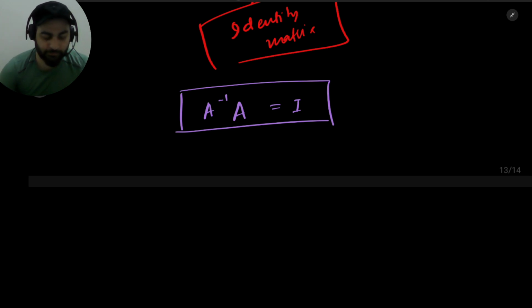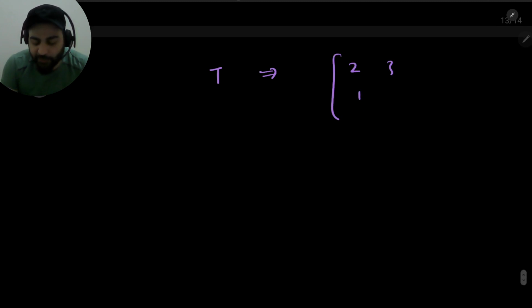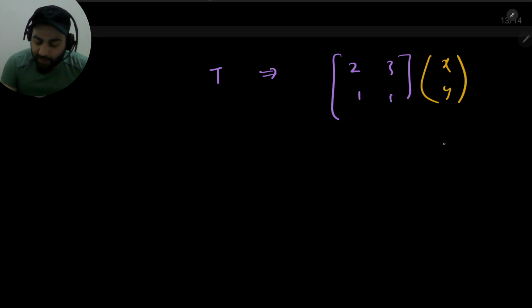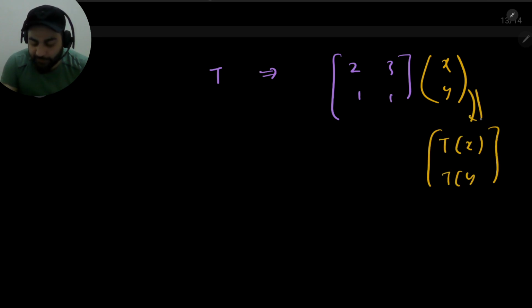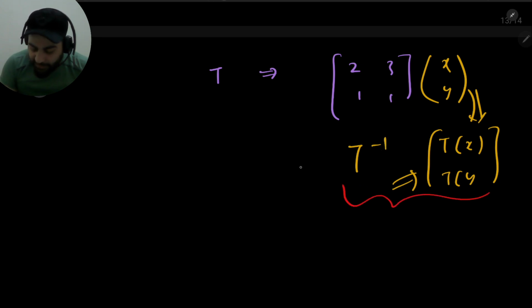Sir, could you repeat a little bit? What I'm saying is, let's suppose I have a transformation T. You know that transformations are captured in matrices. In 2D, a transformation can be captured as 2 1 3 1, like this. If I apply this onto some vector, let's suppose x y, the vector will get transformed somewhere. Now if I want to undo this, I want some T inverse which will undo the effect. If I apply this T inverse onto this, I'll get this x y back.